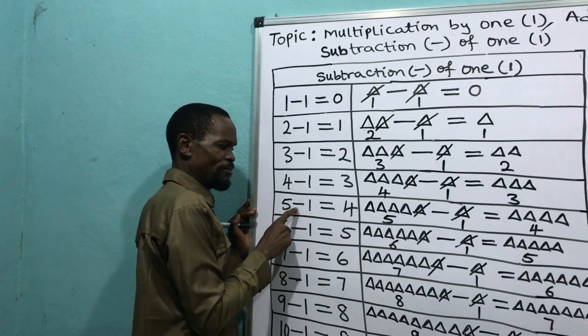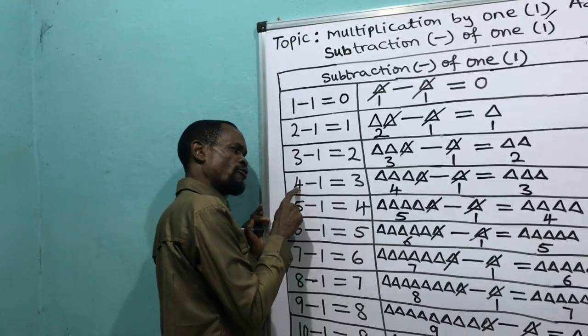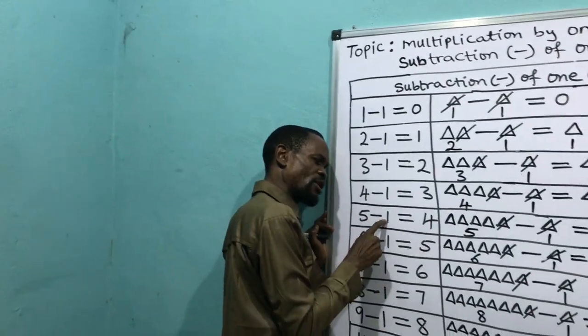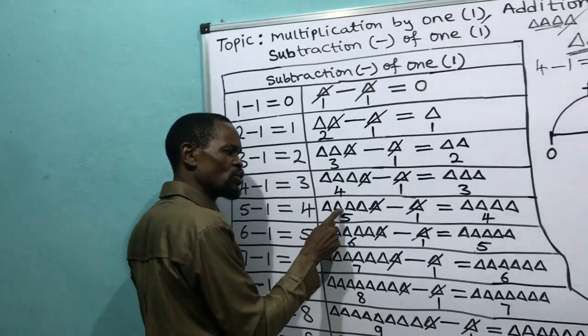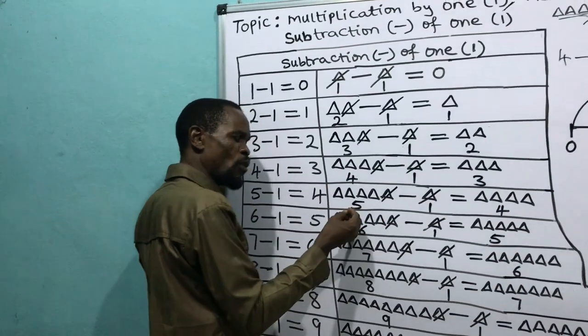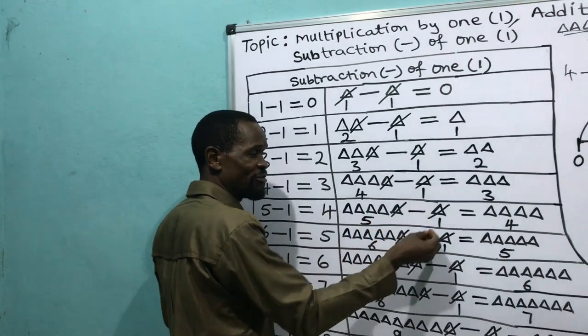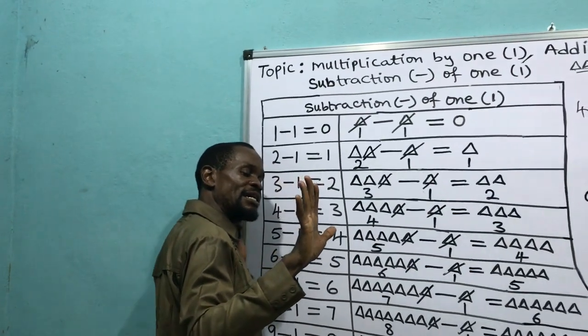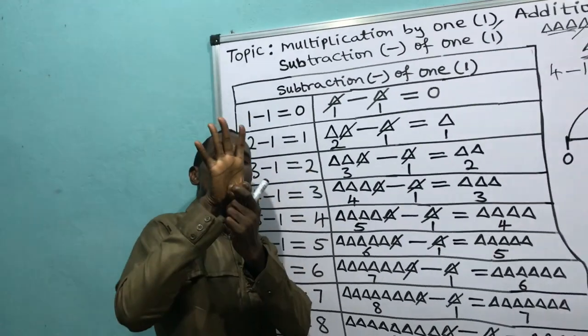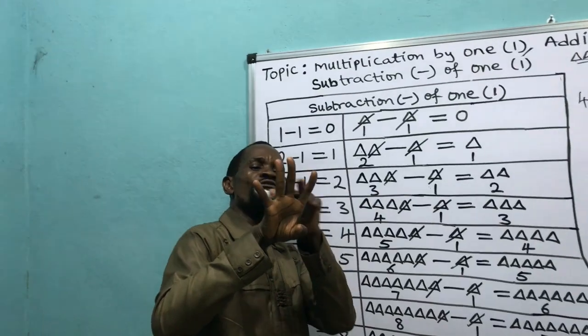Then we'll come back here to five. What does it mean? 5 minus 1 will give me 4. 4 minus 1 will give me 3. 5 minus 1 will give me 4. How did I get it? I have 5 triangles: 1, 2, 3, 4, 5. I remove 1 from the 5 triangles. What will be left behind is 4 triangles. If I have 5 triangles in my hand and someone comes and removes 1, I have 1, 2, 3, 4 left.